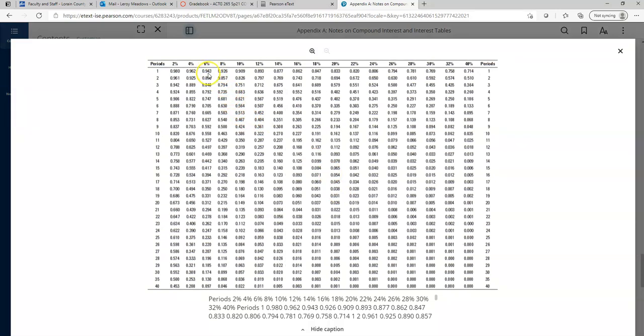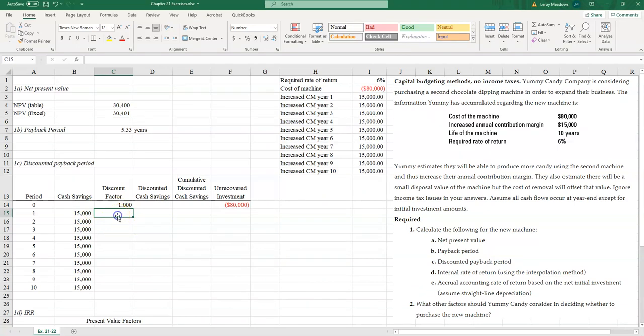And then I'm going to look at cash flow 1, $15,000, and multiply it by the 0.943 to take into account the time value of money for year 1. So I'm going to take my 15,000, discount it back by the factor of 0.943, and that gives me a discounted cash savings of $14,145. And again, we're just looking at cash and discounting it back to the present.